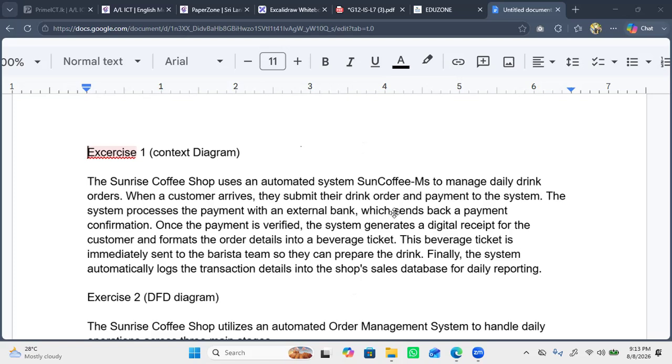The beverage ticket part is kind of confusing. So, okay, I'll explain now. Right. Arkham, your previous one is this one. The data that is flowing between external entities should have dotted lines rather than straight lines. Okay, I'll explain this one now.